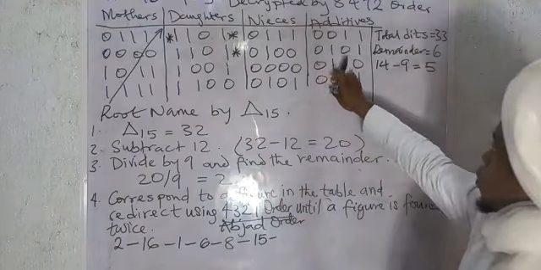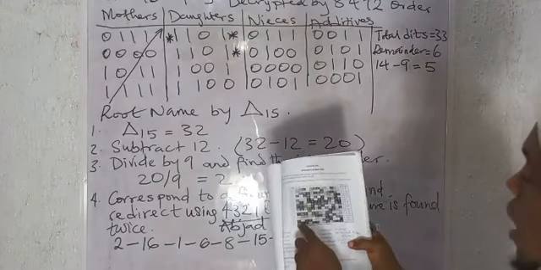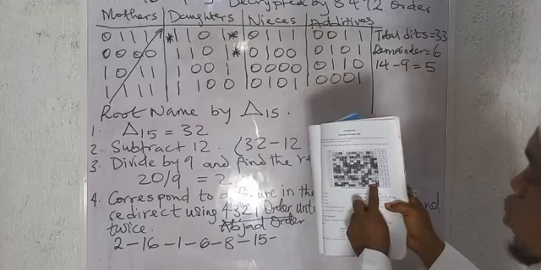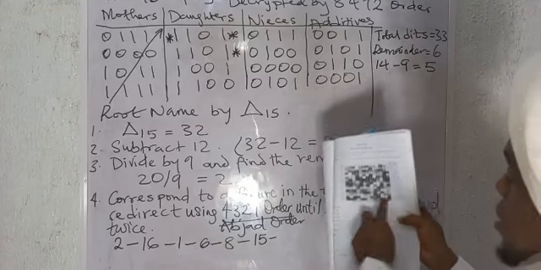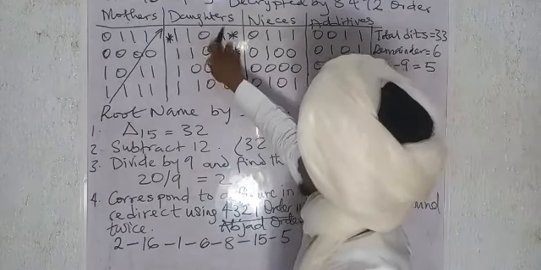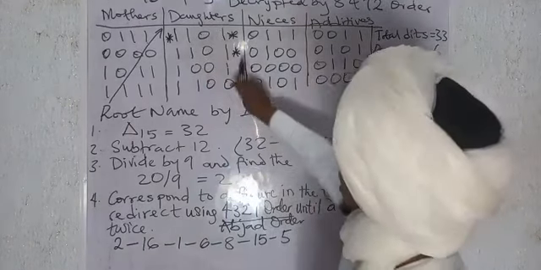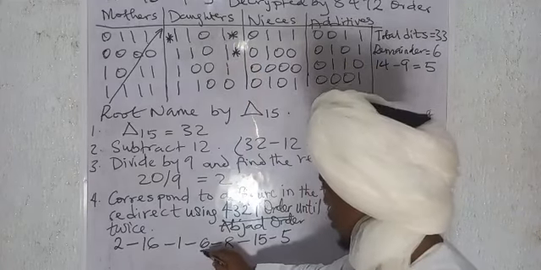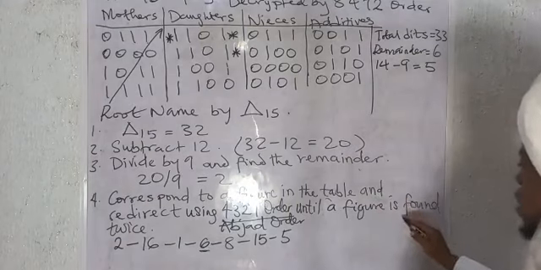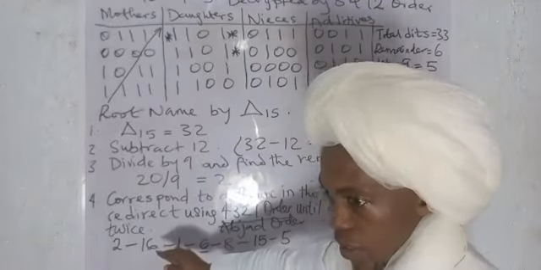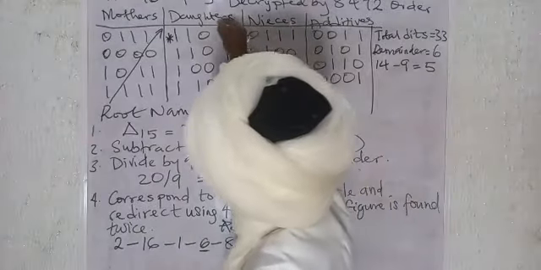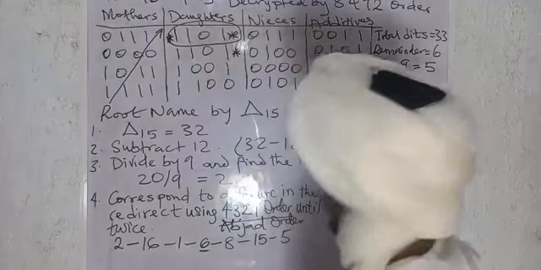We see 0, 1, 1, 0. So we go to the table. 0, 1, 1, 0. Under L, where are we redirected to? 5. When we reach figure 5, you see that figure 5, we have already found it in figure 6. Look at it. And the instruction says until a figure is found twice. So you do what? You stop. So we are now stopping at the 5th house.